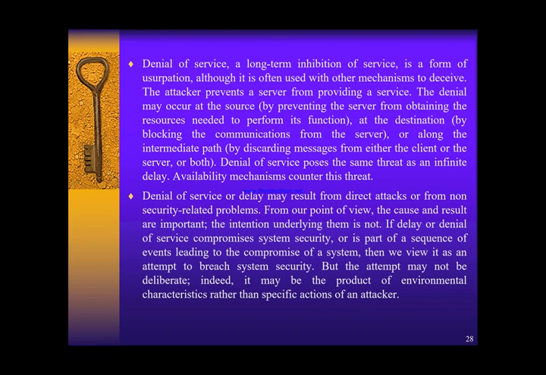Denial of service, a long-term inhibition of service, is a form of deception. It is often used together with other mechanisms to deceive. The attacker prevents a server from providing a service. The denial may occur at the source, by preventing the server from obtaining the resources needed to perform its function; at the destination, by blocking the communications from the server; or along the intermediate path, by discarding messages from the client, the server, or both. Denial of service poses the same threat as an infinite delay. Availability mechanisms counter this threat.